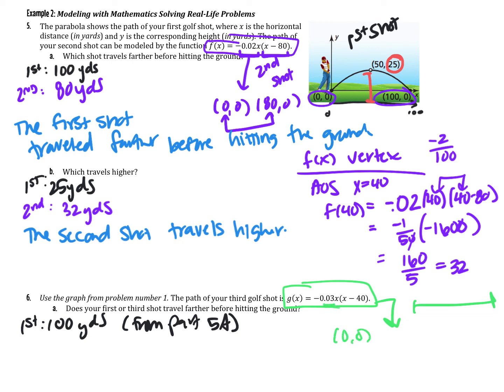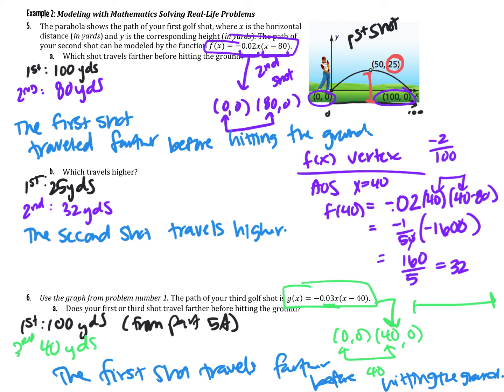So let's go ahead and identify our x-intercepts. This one is at (0, 0). This one is at (40, 0). So how far apart are they? They are 40 units apart. Or in this case, 40 yards apart. So which shot travels farther? The first shot travels farther before hitting the ground.